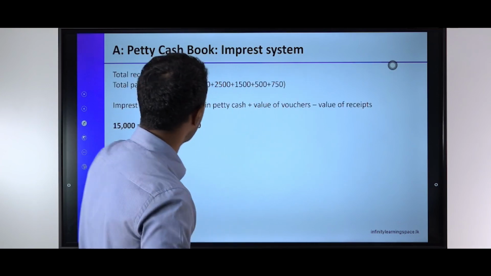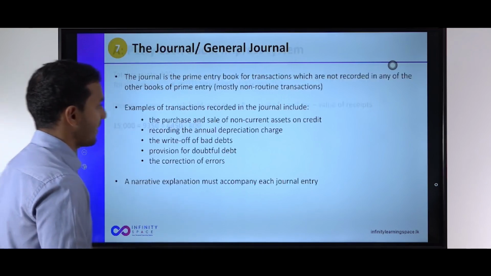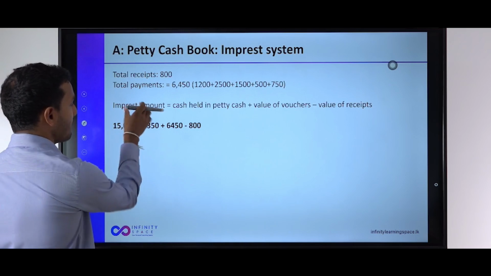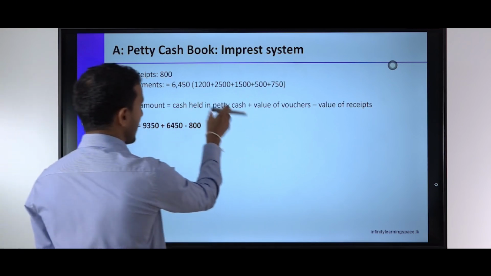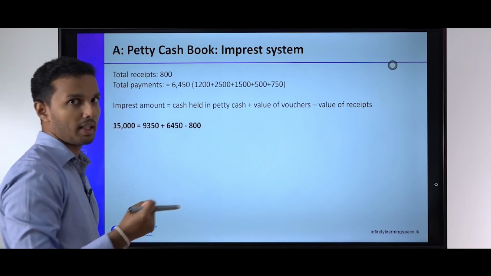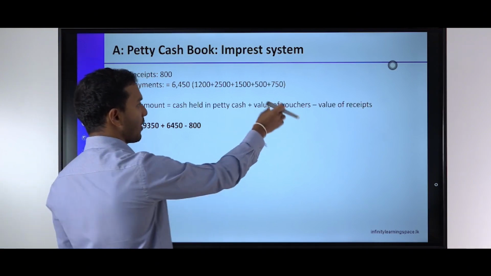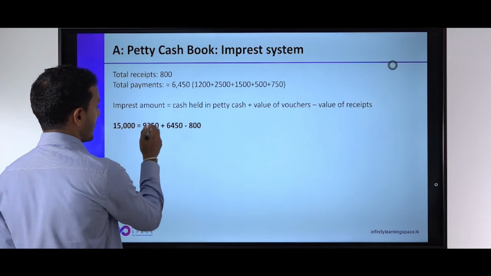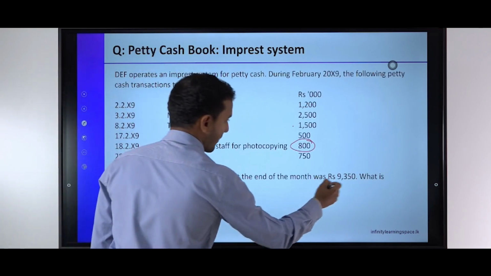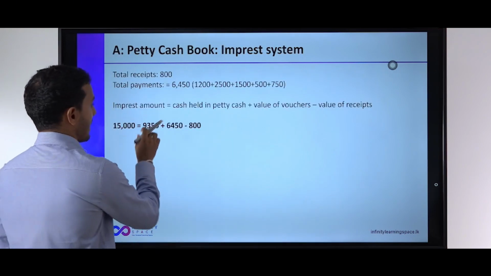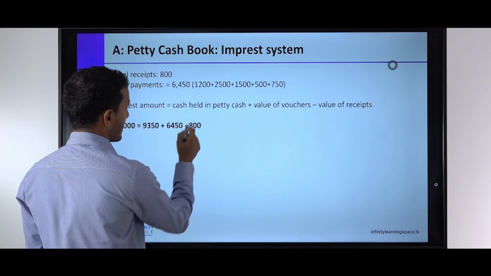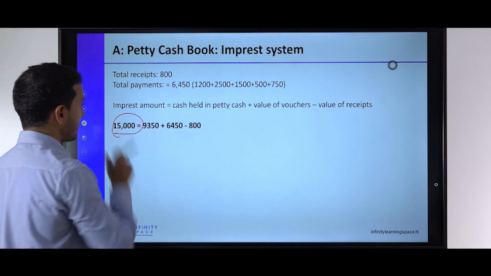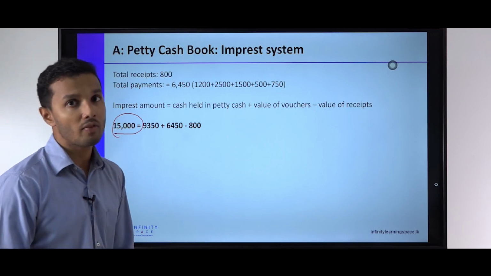When you add them, we get 6450. And there's one receipt, 800, right? And we know the imprest amount is equal to the cash held in petty cash, the amount of cash the petty cashier has, plus the value of the vouchers minus the value of the receipts. So then we have 9350. The petty cashier currently has 9350, right? That amount plus the value of the payments minus the value of the receipt is equal to 15,000. That is the imprest amount. That's the fixed amount of money.